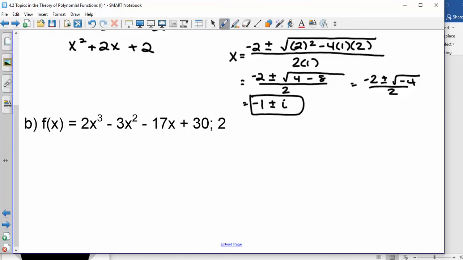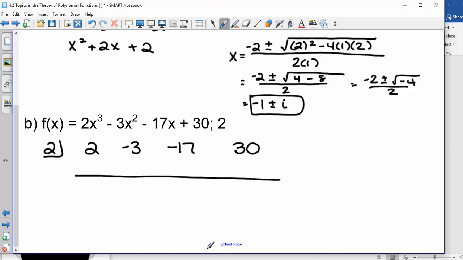Do you guys want to try one? You do this one. All right. So start with our synthetic with 2. Are you guys doing pretty well with this synthetic? Yeah. So this is 2x squared plus x minus 15.